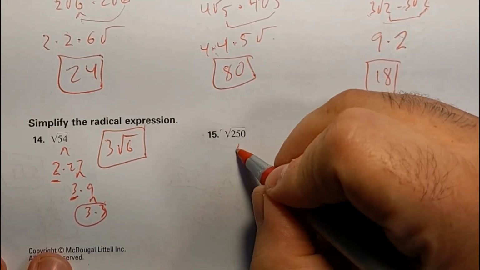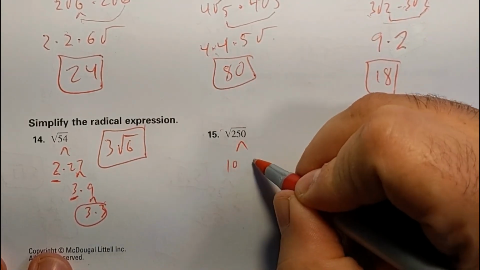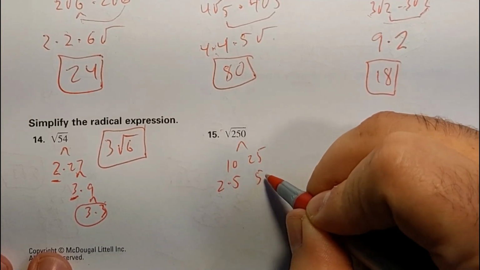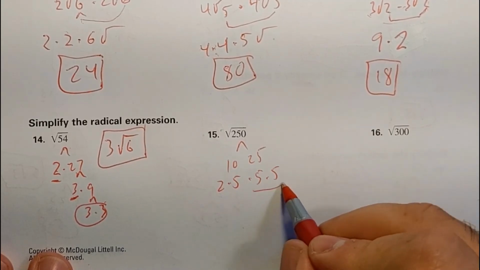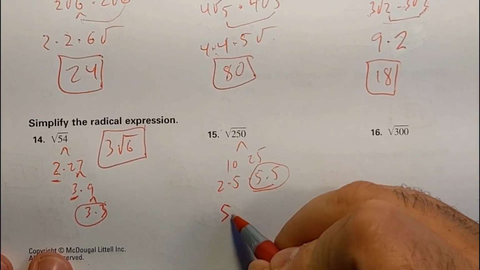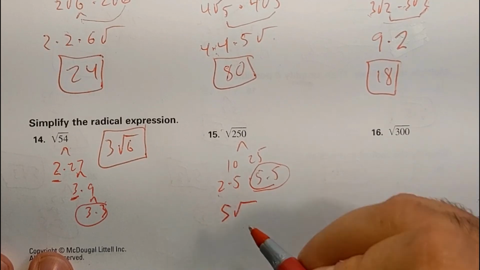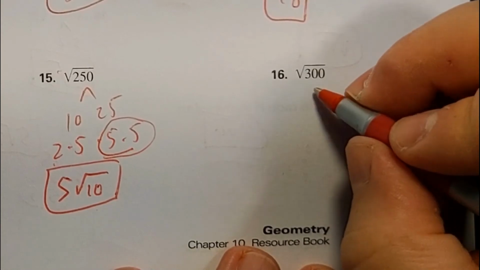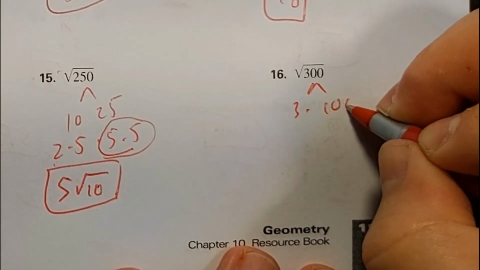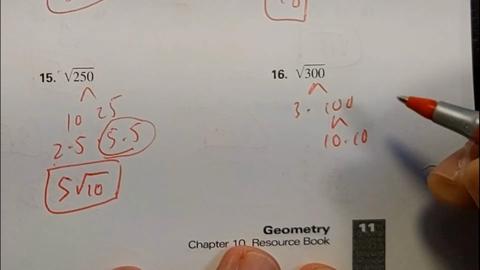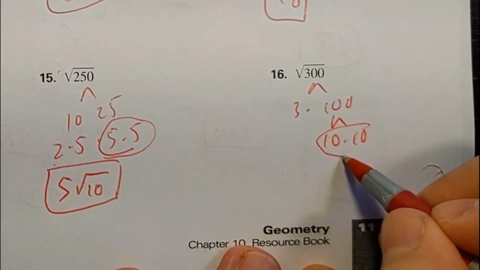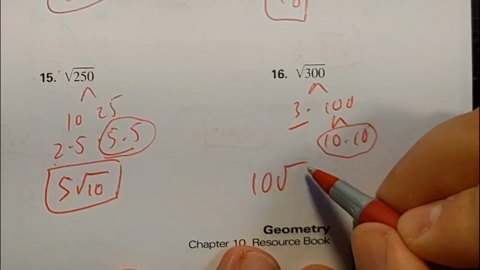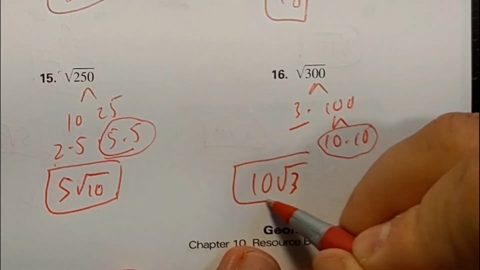Number 15, 250. That 10 tells me I can divide it by 10. 10 is 2 times 5. 25 is 5 times 5. That means you have a pair of 5's that goes on the outside, and you have a single 2 and a single 5 multiplying back together on the inside. And then the last problem, 300. I can go 3 times 100, and 100 is 10 times 10. And I don't need to keep factoring this because I already see a pair, and that one's by itself and it's prime. So the 10 would go to the outside, the 3 would go on the inside, and my answer would be 10 square root of 3.